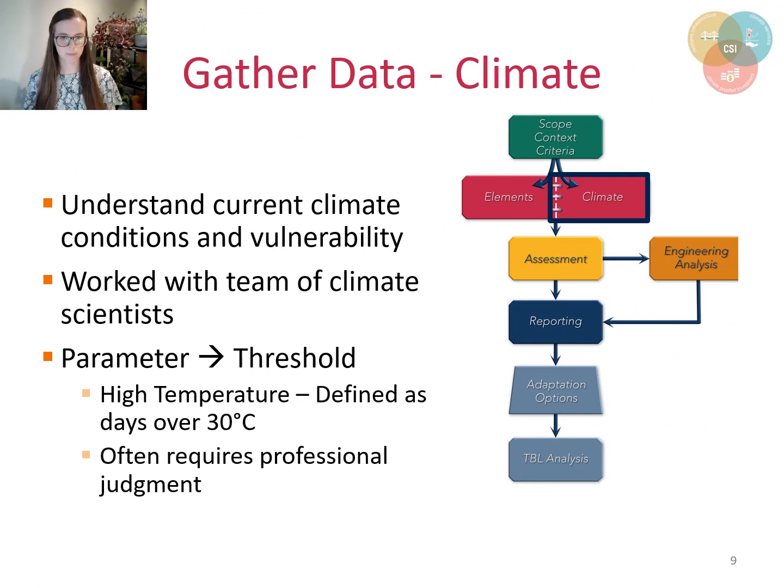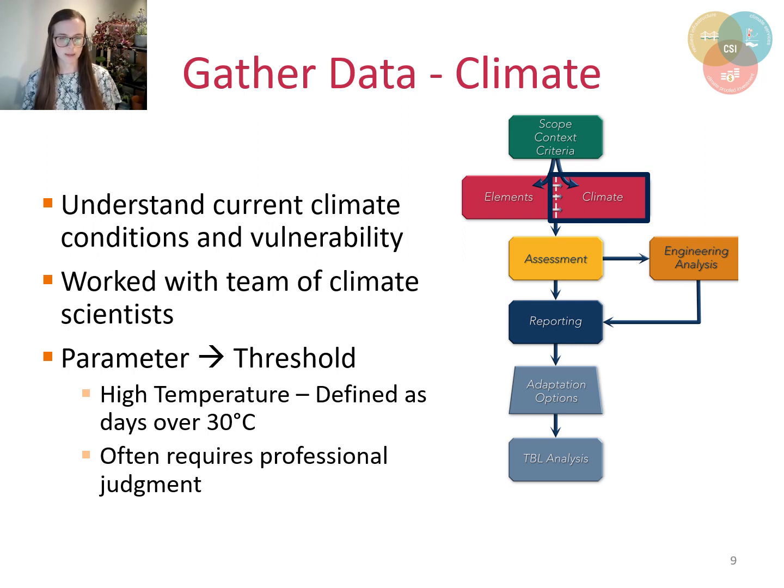At the same time, we have the climate team who's going through to look at the current climate conditions and vulnerability and how these are expected to change over time. In this assessment, they had a group of climate scientists that were working on it, as it was something that had never been done in the region before. The climate scientists had to work with the engineers and other subject matter experts to come up with what climate events are of greatest concern.